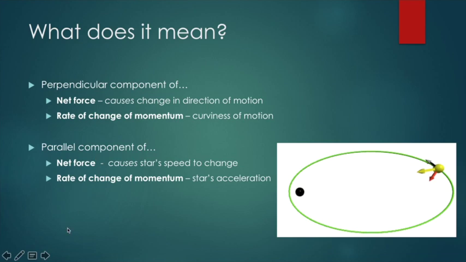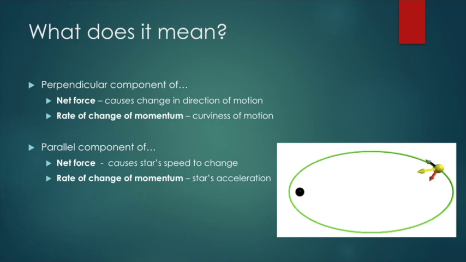How are these perpendicular and parallel components of net force different from the perpendicular and parallel components of change of momentum? This is an example of a cause and effect relationship. For example, the perpendicular component of net force is what causes the star to change direction. The perpendicular component of the rate of change of momentum is the rate at which the star's path changes, or its path's curviness. It is strongest at the ends of the star's ellipse of orbit, where the star's path changes direction.